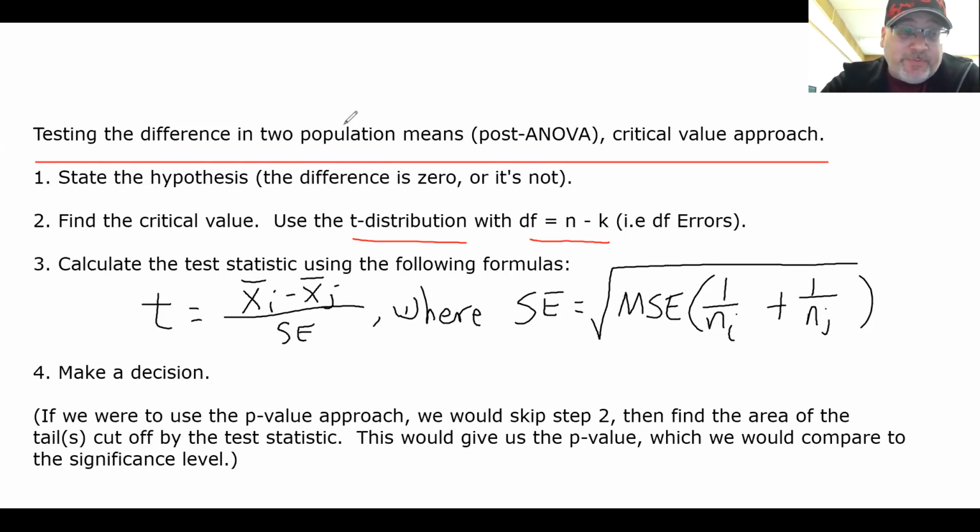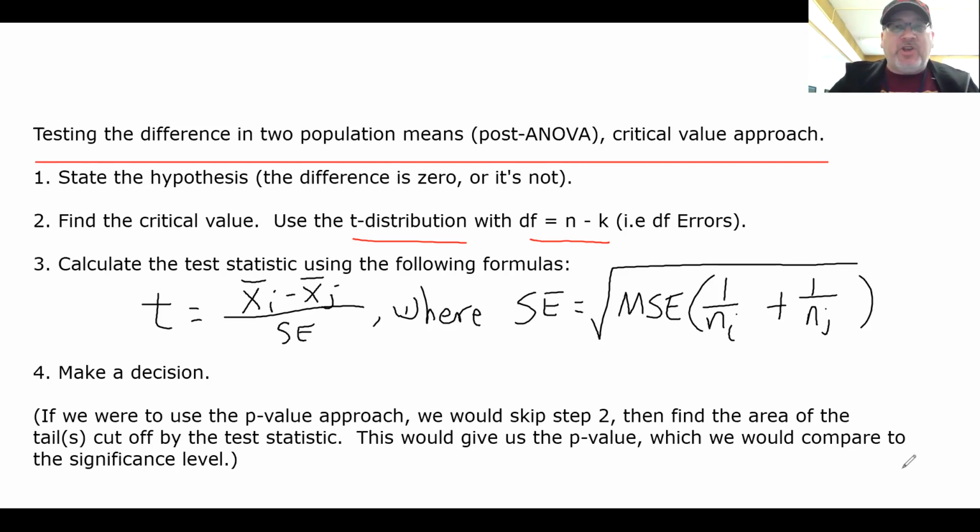And then we make our decision. Then, of course, answer any question that was asked. If we were using the p-value approach, just a reminder, we would skip step 2. We don't need a critical value. We would calculate the test statistic, find the area of the tail or tails cut off by the test statistic. That would give us the p-value, which we would compare to the significance level. So it's business as usual with a slight modification in the critical value because the formula for degrees of freedom changed, and a slight modification in the calculation of the test statistic, specifically the formula for the standard error.